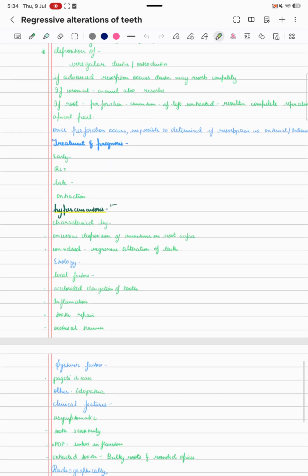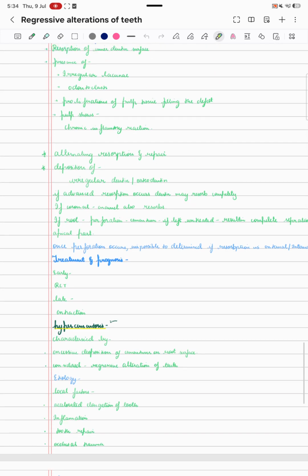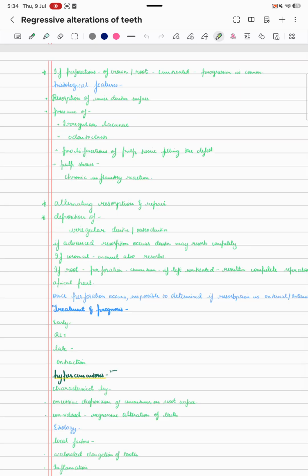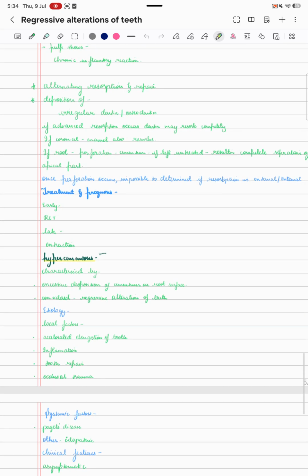Okay, next are the histological features: resorption of the inner dentinal surface, presence of lacunae or odontoclasts, proliferation of the pulp tissue filling the clefts and defects. The pulp shows chronic inflammatory reactions, alternating resorption and repair, and deposition of irregular dentin. If advanced resorption occurs, then dentin may resorb completely.